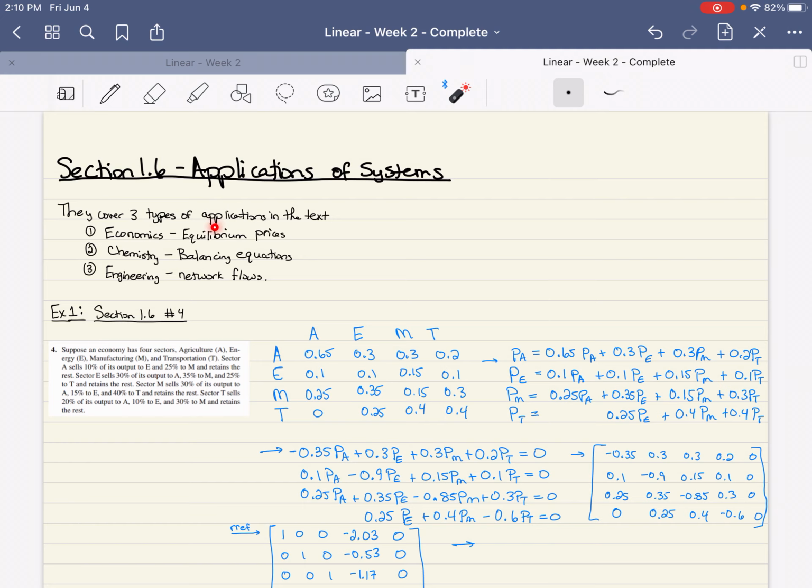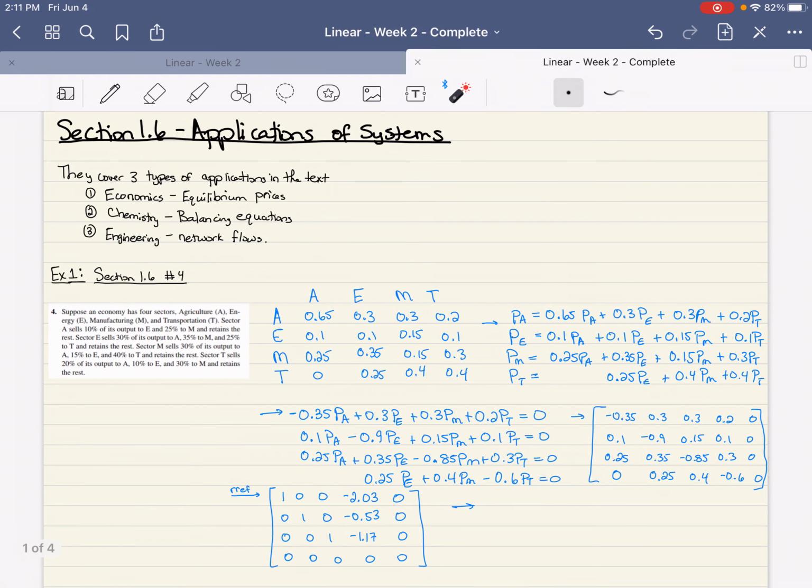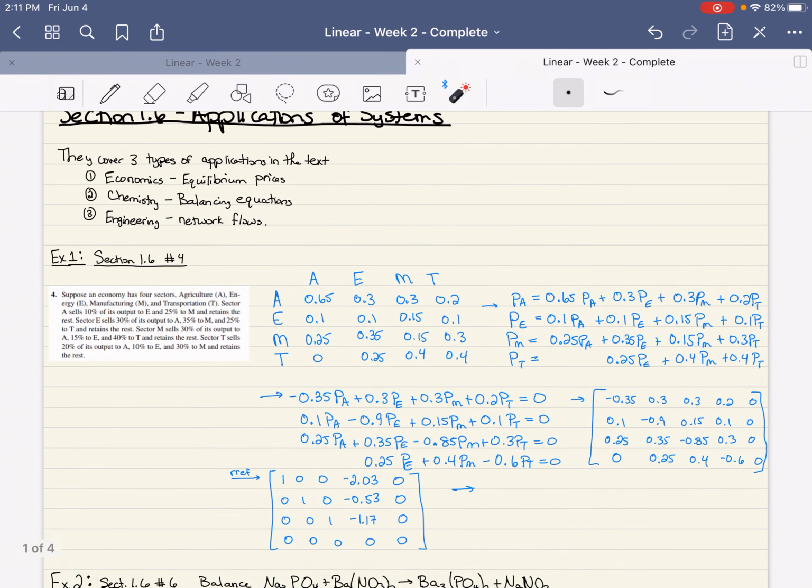economics, something called equilibrium prices, we'll talk about that in a sec, balancing chemical equations, and then network flows, which primarily would be like an engineering, computer science kind of application. They present it as more how do traffic patterns work. So if you had some kind of traffic system, one-way streets and things like that, you know how much is coming in and you don't know how much is going out at different intersections, and sort of coming up with a formula for that.